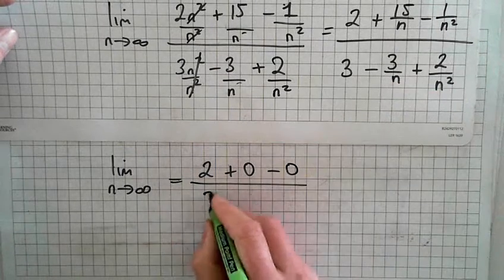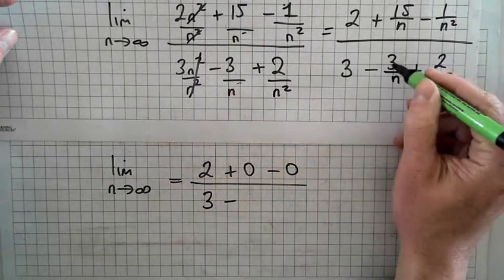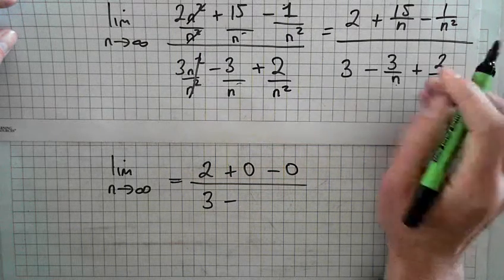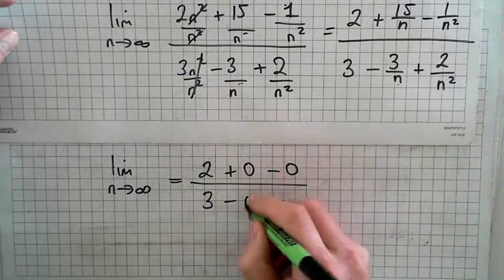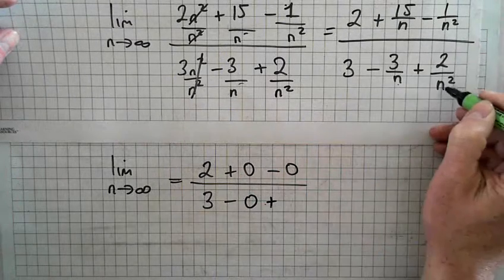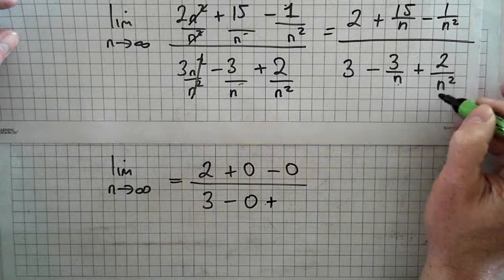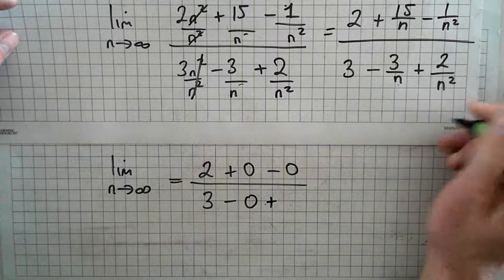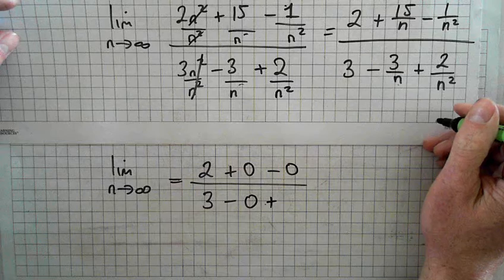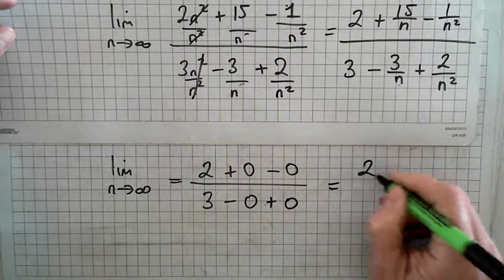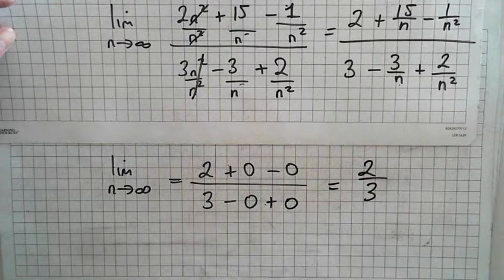So we've got 3 on the bottom, minus. Again, as n approaches infinity, this fraction approaches 0, doesn't it? And again, this n, as it gets bigger and bigger and bigger, it's 2 over a really, really, really big number. It's approaching 0 all the time. So what are you left with? You're left with 2 over 3.